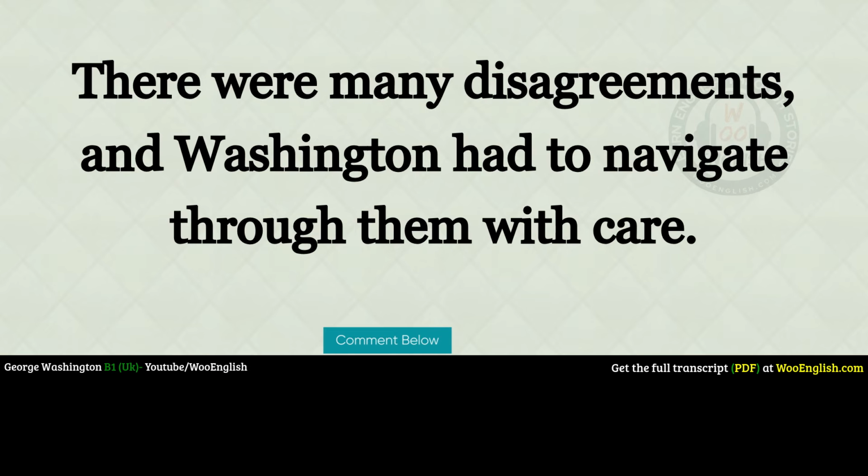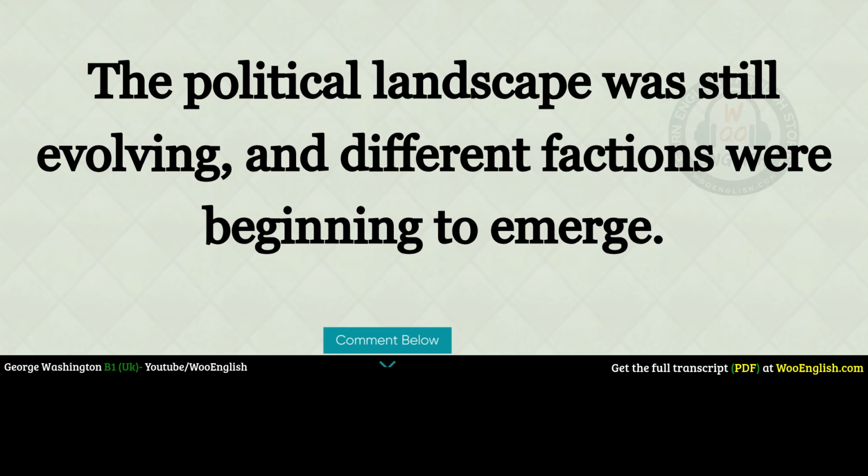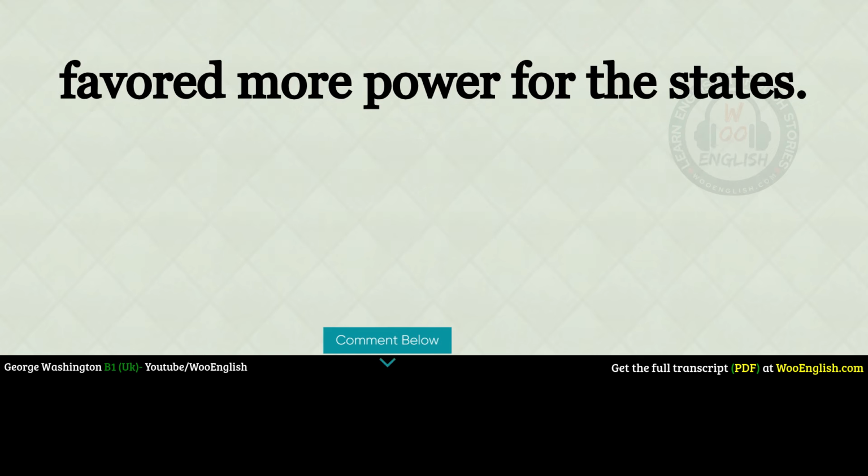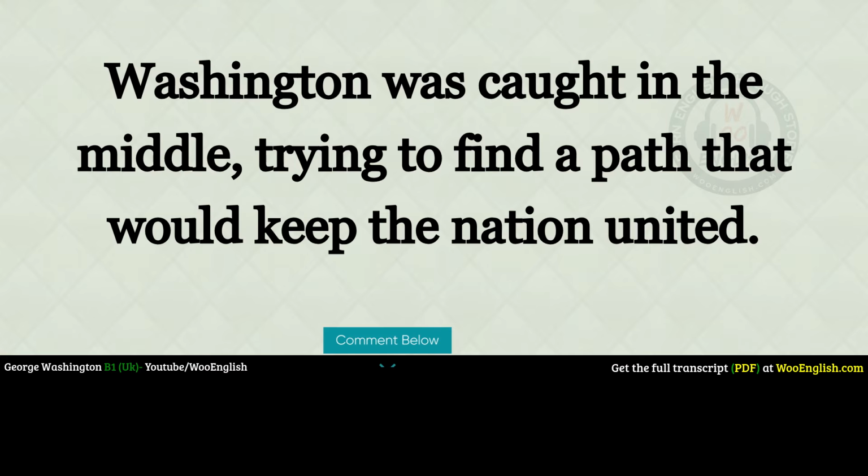There were many disagreements, and Washington had to navigate through them with care. The political landscape was still evolving, and different factions were beginning to emerge. Some supported Hamilton's vision of a strong central government, while others, like Jefferson, favored more power for the states. Washington was caught in the middle, trying to find a path that would keep the nation united.